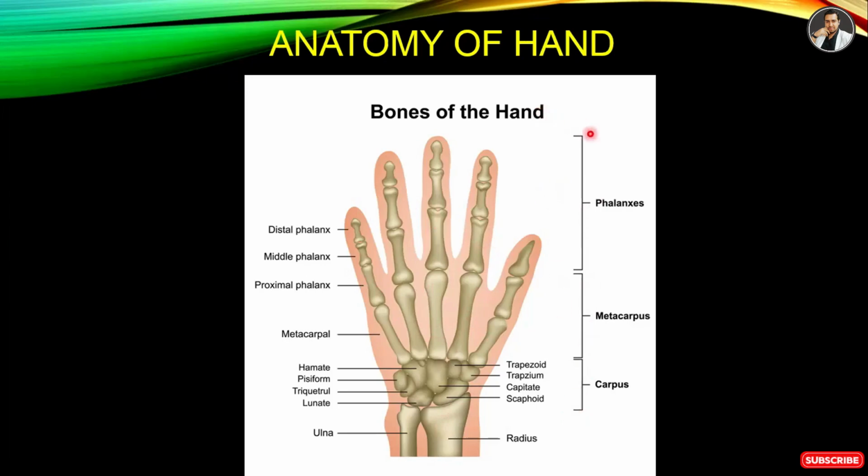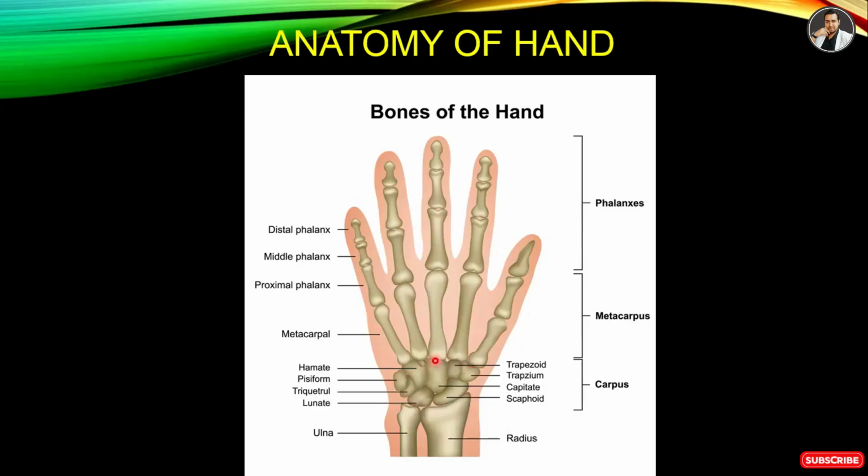The phalanxes contain digital phalanxes. The bones at the top of the finger are distal phalanxes. The bones in the middle of the finger are middle phalanxes. The bones at the base of the finger are proximal phalanxes. The bones of the palm are metacarpals. The wrist joint is next.